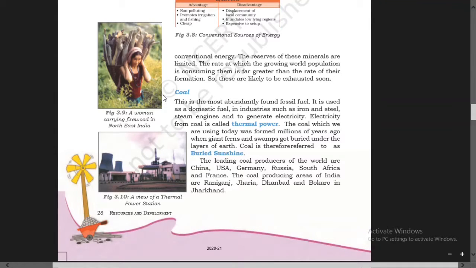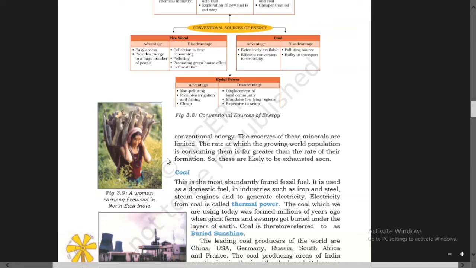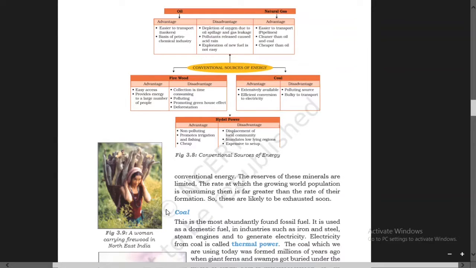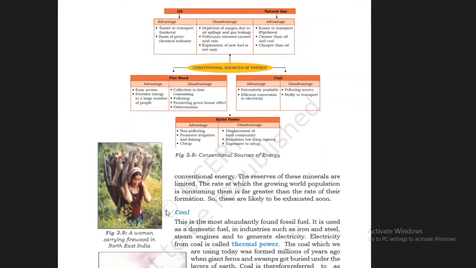As the growing population is consuming them in a huge quantity, far greater than the rate of their formation, there is the possibility that these fossil fuels will be completely used in the near future. That's why, boys, conservation of these fossil fuels is very much necessary.